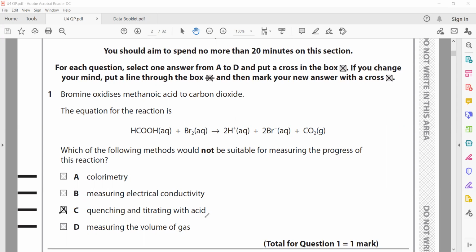Measuring the volume of a gas can be used. Why? Because when the gas is given off, we can measure the volume of gas. Is it clear why C is the right answer for the first one?